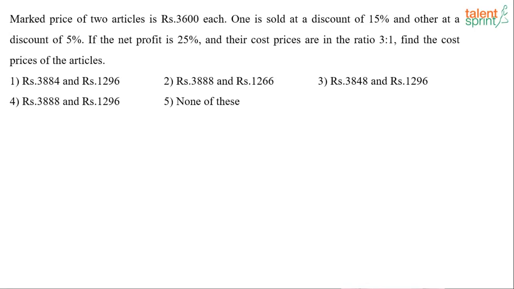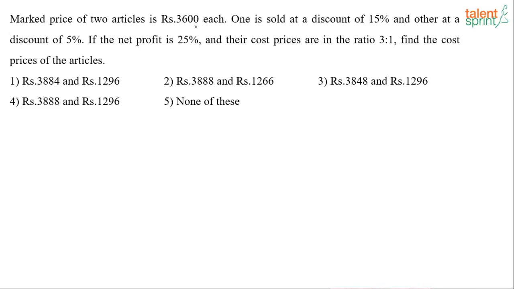I think what I would immediately do is verify the cost prices, right? The cost prices are in the ratio of 3:1, he says. See which options are in the ratio of 3:1, because in all the options we have different numbers. Maybe multiple options satisfy, then you can do something about it. All right, let's take it up.